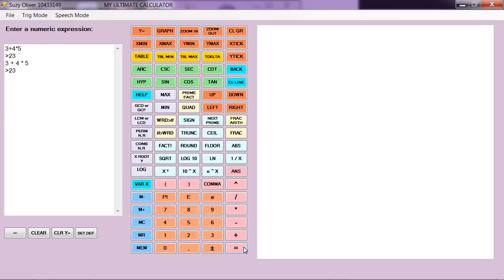And this is also speaking. I'm not sure if it's recording the speech or not. But anyway, it is speaking in the background. Whenever you press a key, it says what you just pressed.